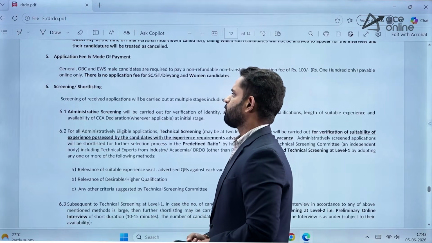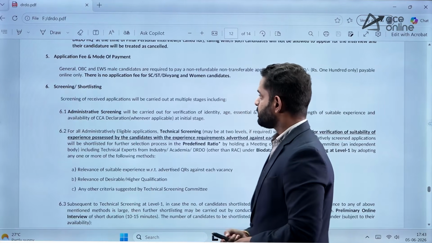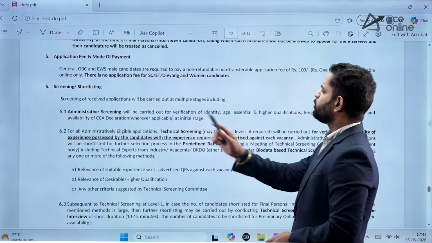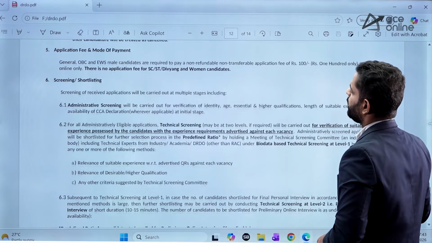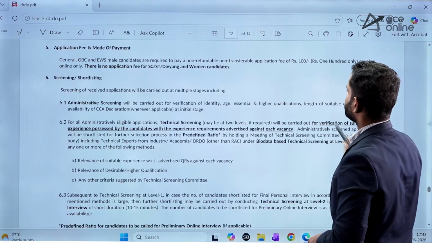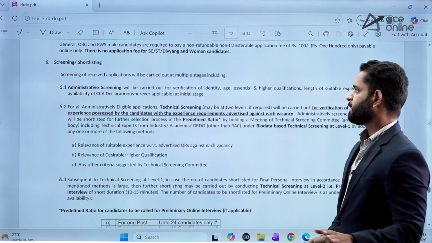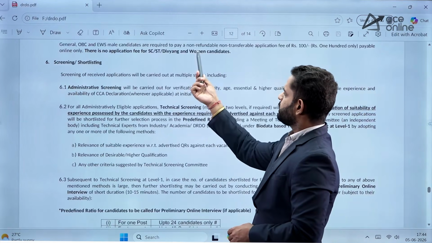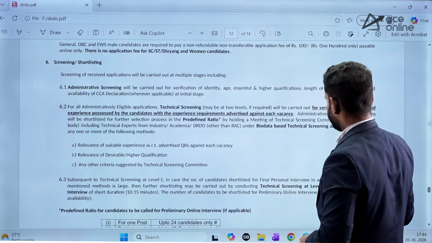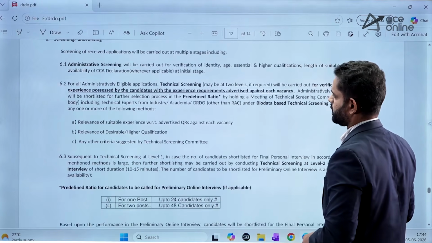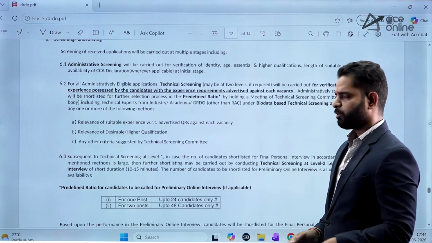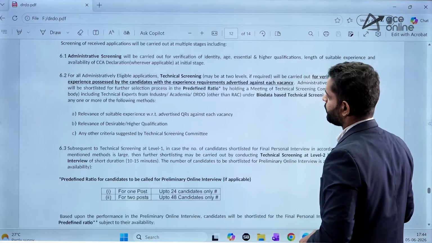Application fee and mode of payment. General, OBC, EWS male candidates are required to pay a non-refundable, non-transferable application fee of ₹100. Okay, and there is no application fee for SC, ST, Divyangjan and women candidates. So if you belong to General, OBC and EWS, then you have to pay only ₹100.